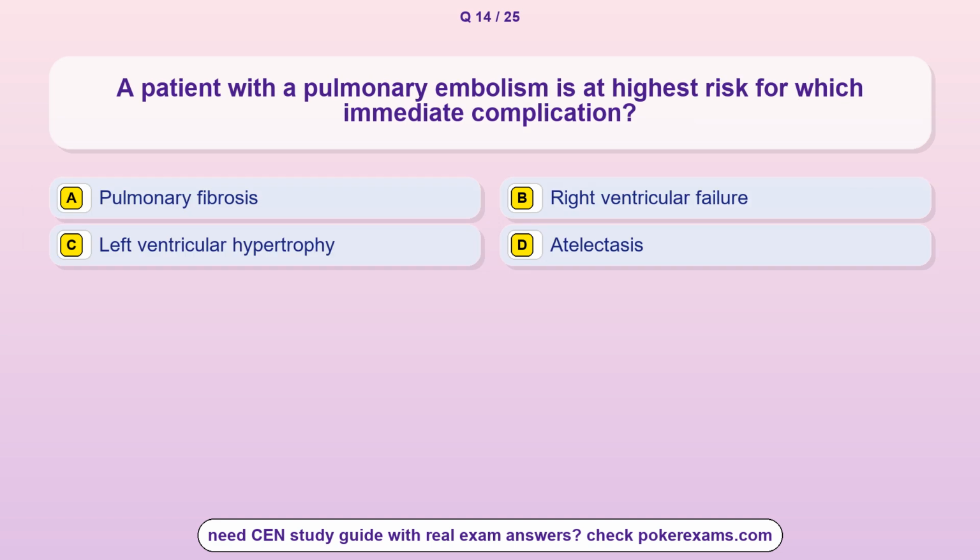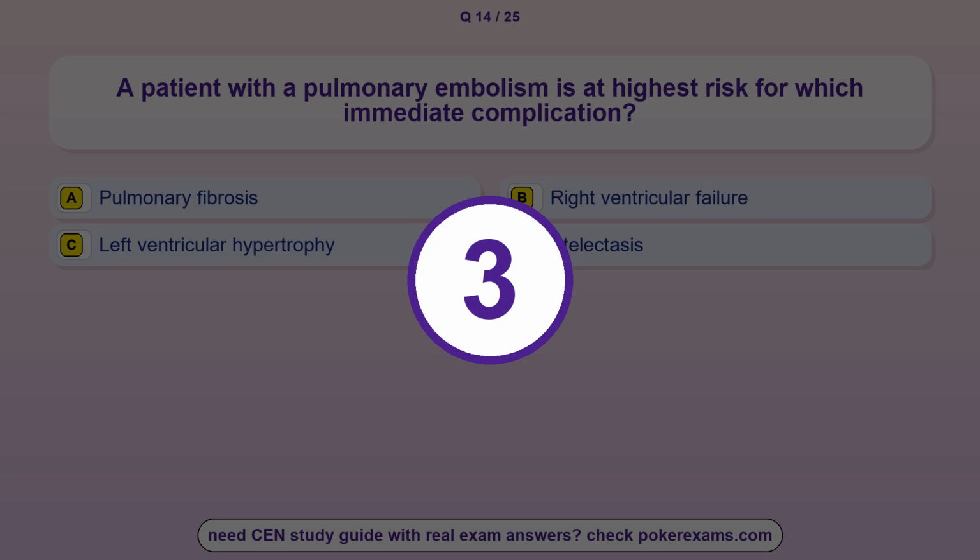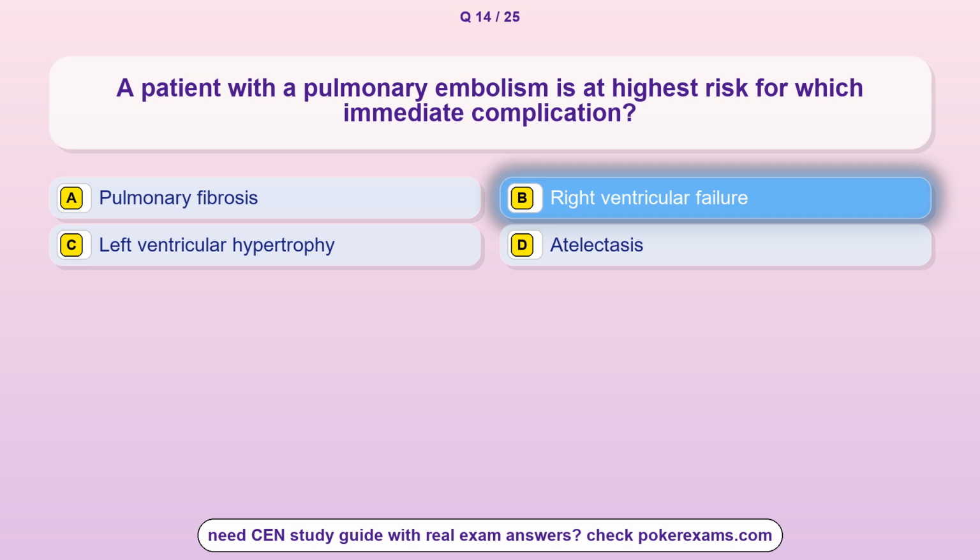Question 14. A patient with a pulmonary embolism is at highest risk for which immediate complication? Option A, pulmonary fibrosis. Option B, right ventricular failure. Option C, left ventricular hypertrophy. Option D, atelectasis. The correct answer is option B, right ventricular failure.